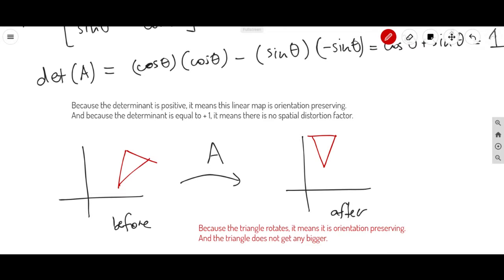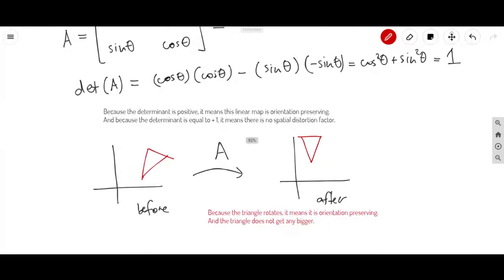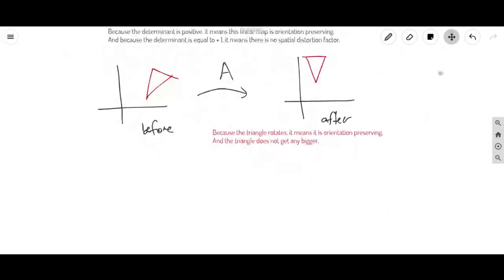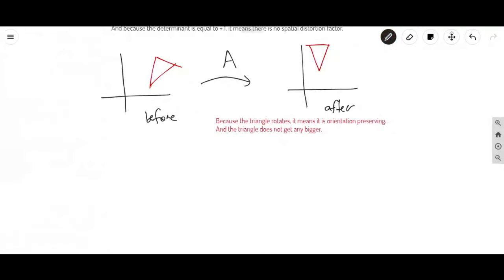Yes, Eric? But there's like a reflection over the x-axis that doesn't preserve orientation, right? That's a good point. The reflections do not preserve orientation. So let's see what happens over here. Let's look at this example.